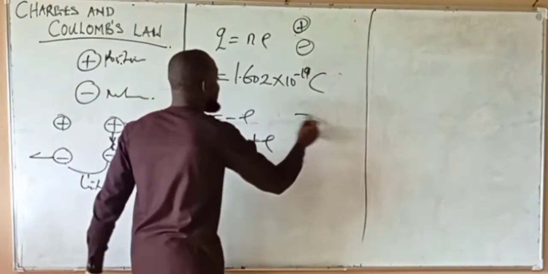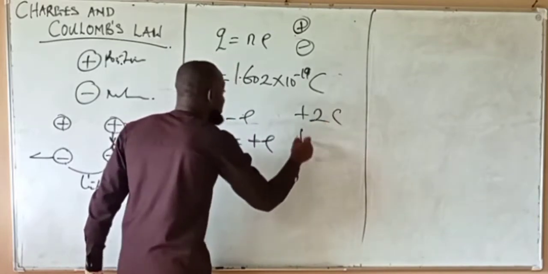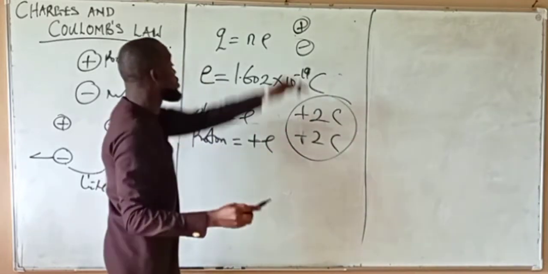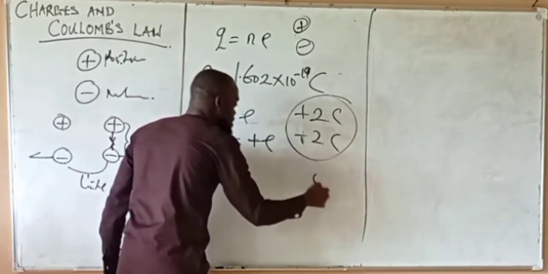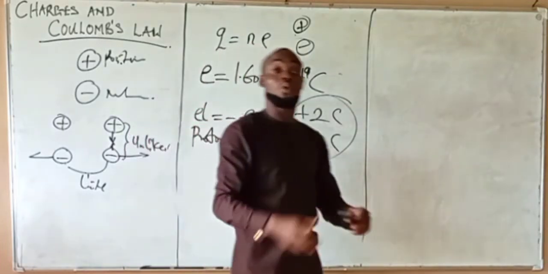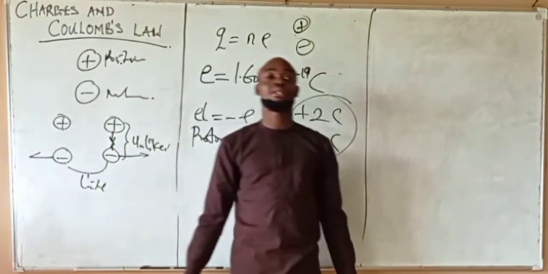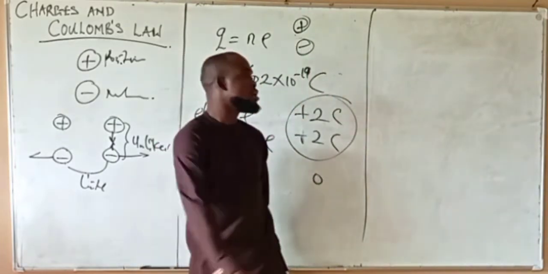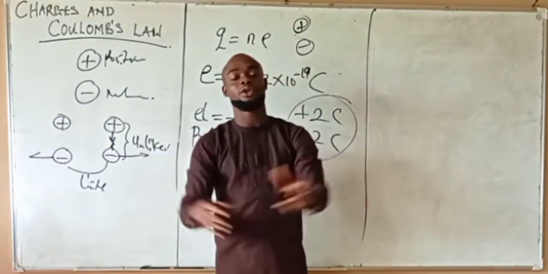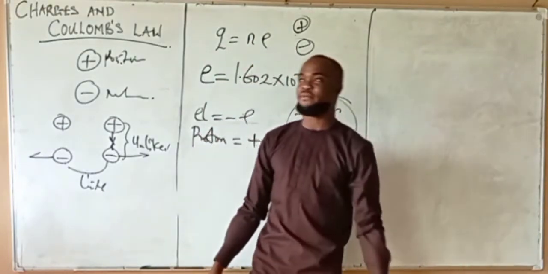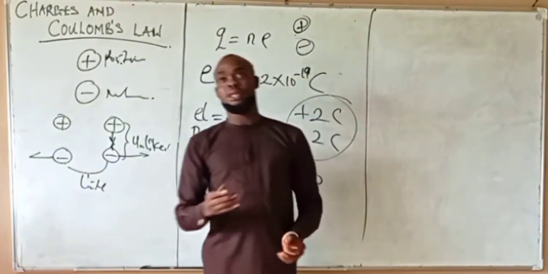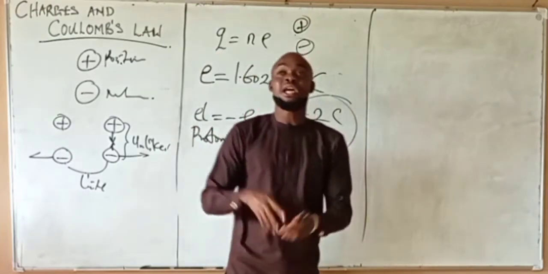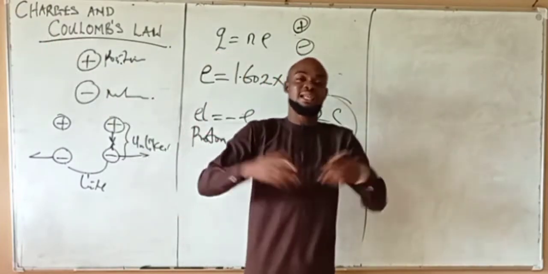Let's say a body has plus 2 coulomb and also has minus 2 coulomb. If you look at the total charge, what is the charge inside this body? Plus 2 and minus 2 give us 0. So the body has no charge. A body that has zero charge, or an equal amount of positive and negative charge, is a neutral body. Then if you have more positive than negative, we say a positively charged body. If you have more negative than positive, we say a negatively charged body.